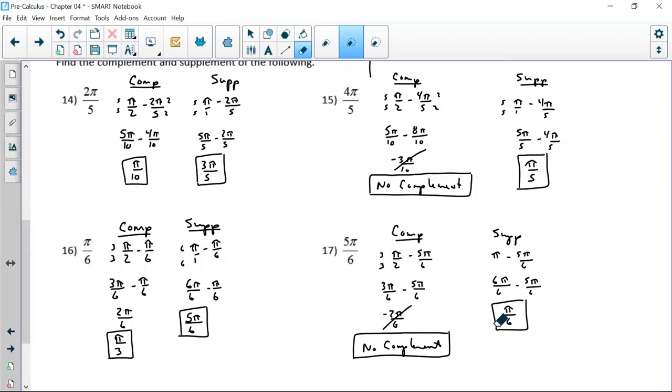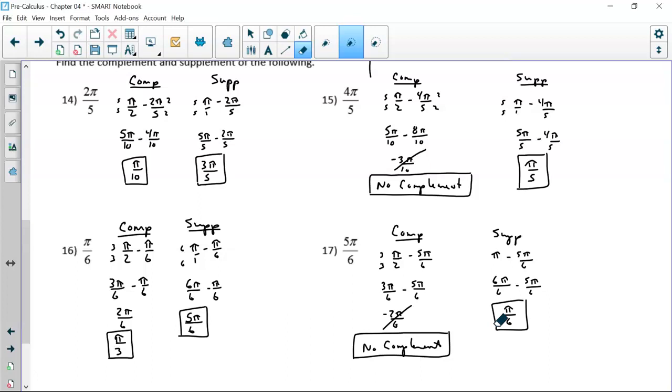Like I said, complementary angles add up to pi over 2, 90 degrees. Supplementary angles add up to pi, 180 degrees. They have to both be positive. And for coterminal angles, they're going to have the same initial and terminal sides. They're going to end up at the same spot. One's going to be positive, the other one's going to be negative, and it's going to give you one full circle.